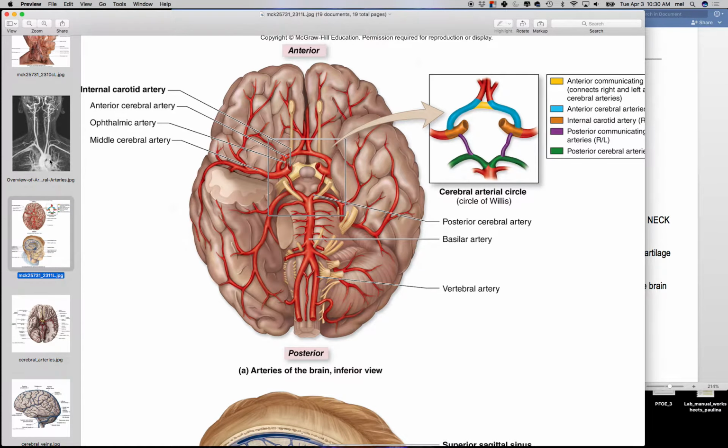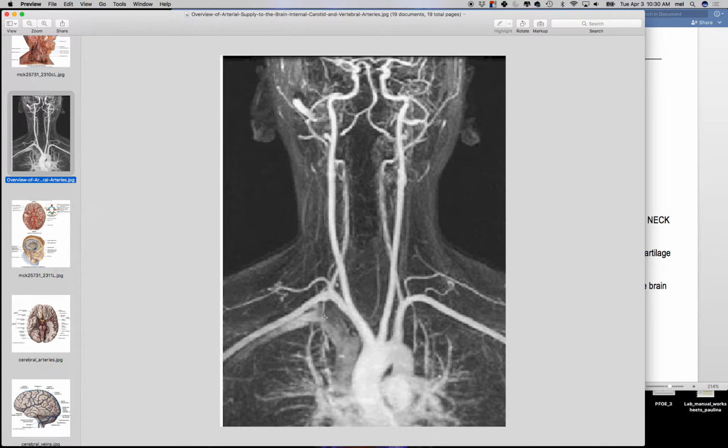And here's another image that you can actually identify. You can see that once you know the basic anatomy, you can identify what vessel that is. Brachiocephalic. What is this one?